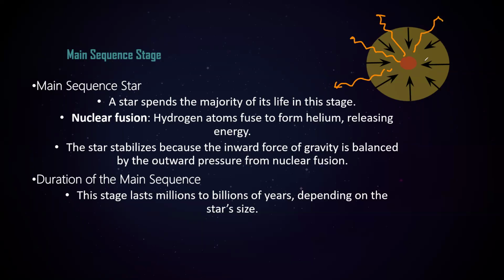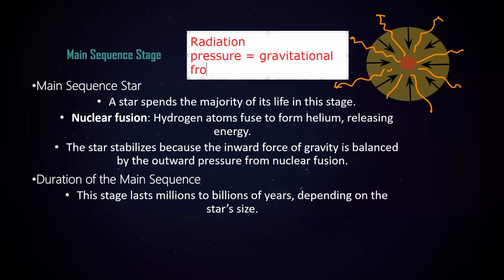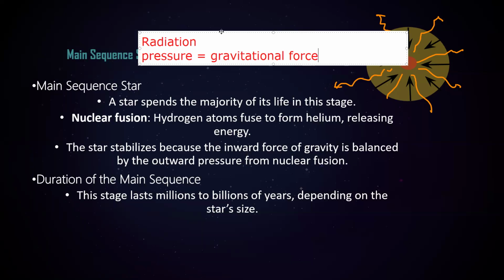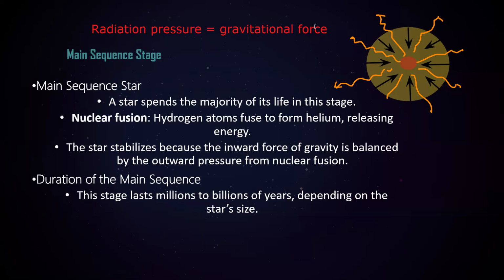So the radiation pressure is outward. A star is known as a main sequence star when its radiation pressure is equal to the gravitational force. The pressure due to radiation is balanced with the gravity. And what is the best example of a main sequence star? The best example is our sun. Our sun is actually a main sequence star. You don't find the size of the sun changing. Why is the size of the sun not changing? Because the sun is producing energy.